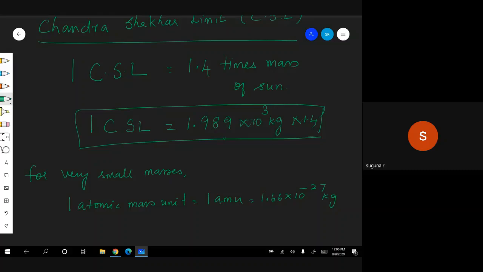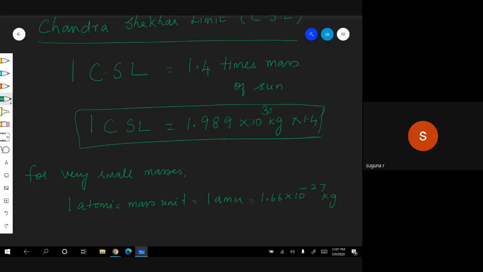Ma'am, the sun's mass is wrong, I think so. The sun's mass exponent is 30. I told 30, but I think it is good. Okay, 1.989 into 10 power 30.